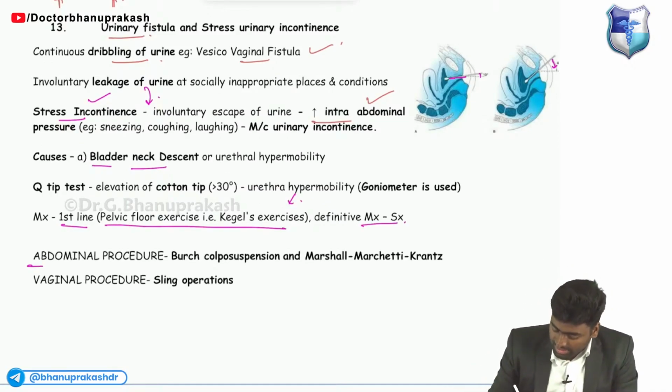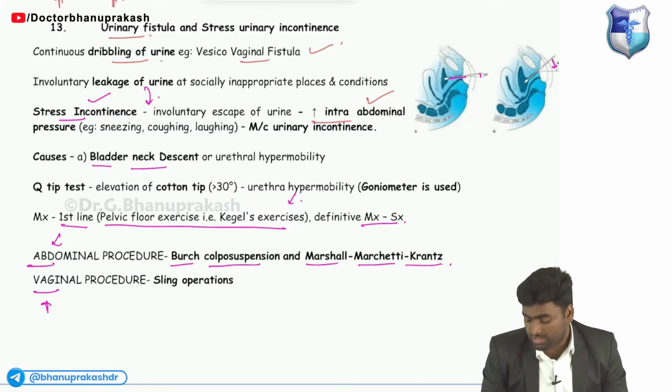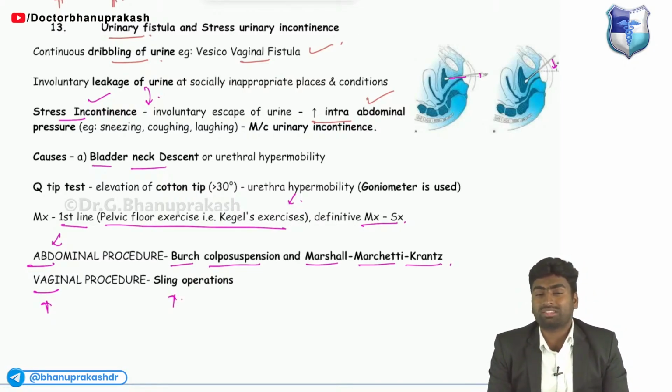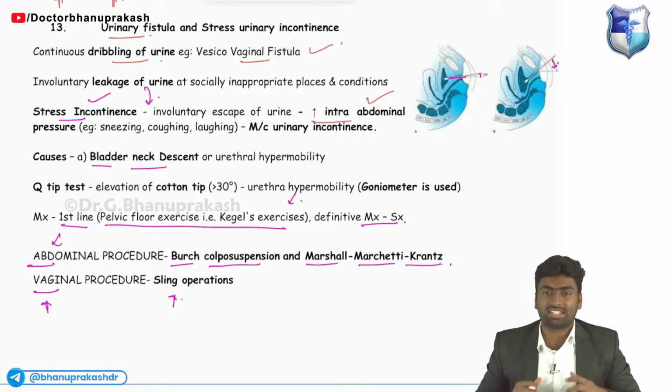For this surgery we can go for abdominal approach or vaginal approach. If it is abdominal approach, we'll do Burch colposuspension or Marshall-Marchetti-Krantz methods. If not, we can do some of these sling surgeries to prevent this bladder neck hypermobility, and we can treat this stress urinary incontinence. This is the stress urinary incontinence.